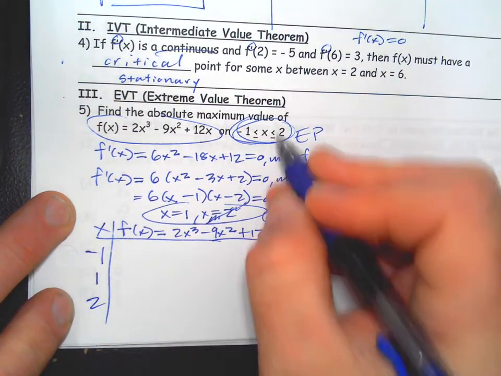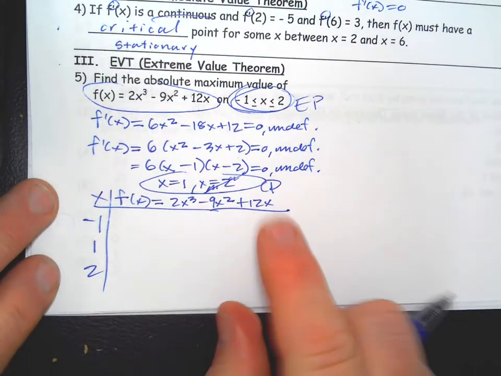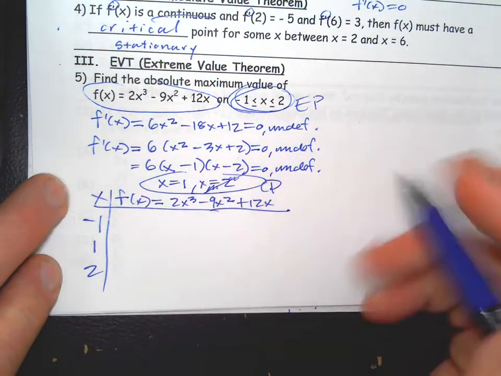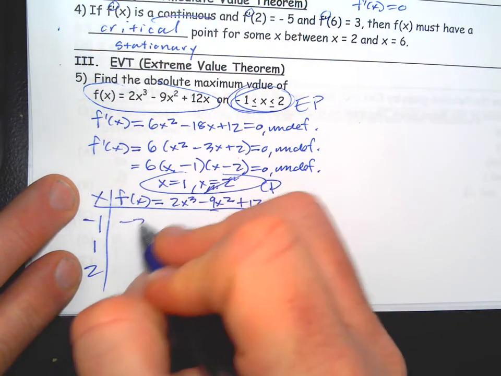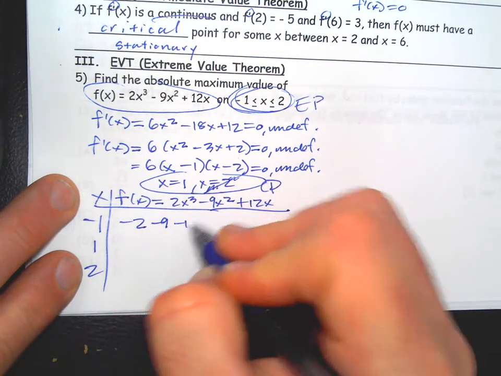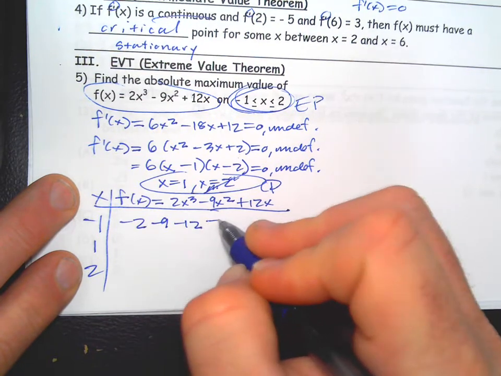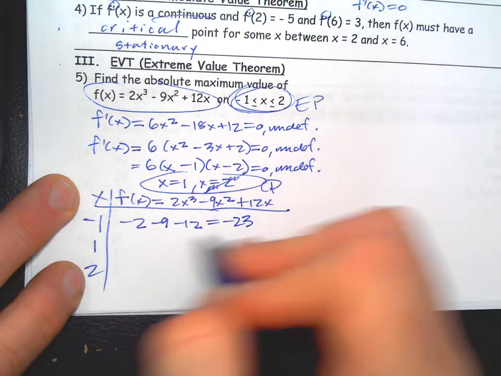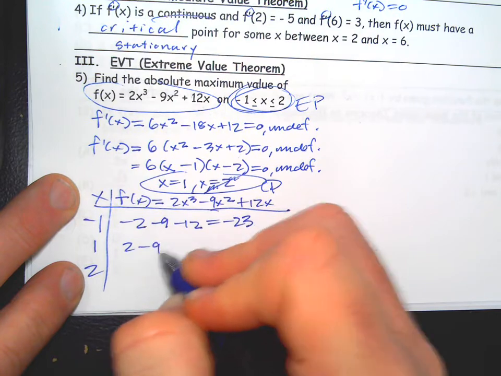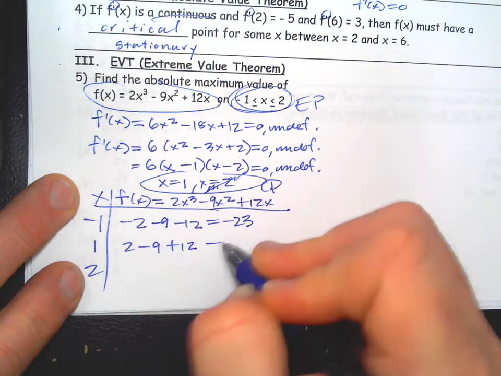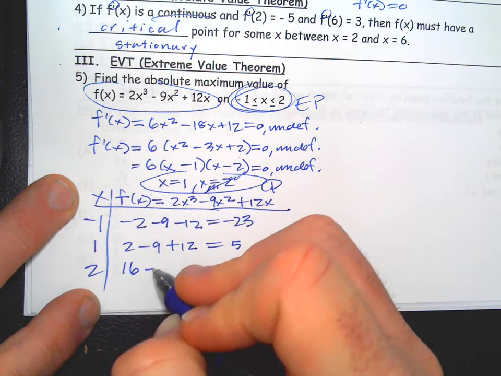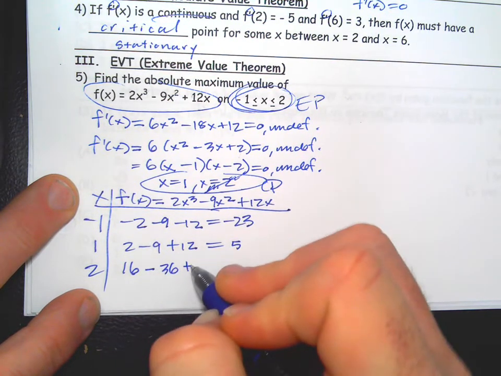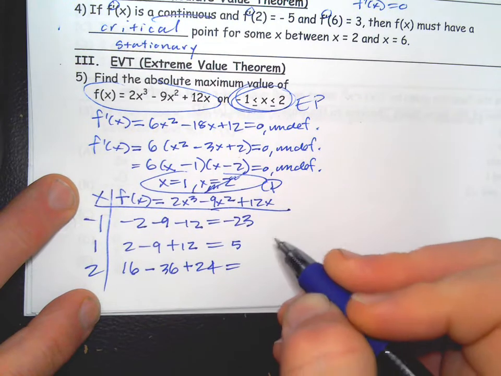Now, an endpoint and a critical point can be the same, who cares. If you get critical points outside the endpoints, don't calculate them, but they should show up in your work. So plugging in negative 1, this is going to be negative 2 minus 9 minus 12. That's going to be negative 23. Plug 1 in, it's going to be 2 minus 9 plus 12. That's going to be 5. Plug 2 in, that's going to be 16 minus 36 plus 24.